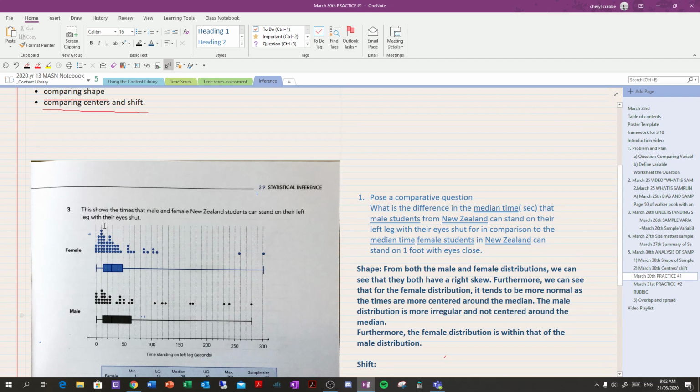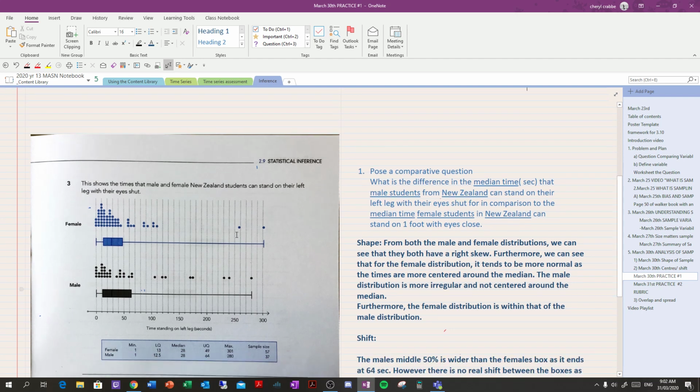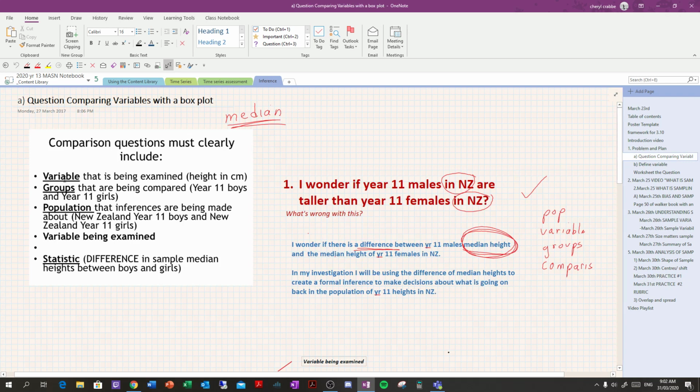So the variables that we're dealing with here is time in seconds, by the way, that the students can stand on their left leg with their eyes shut. And we've broken it up into females and males. So remember the question has to have a variable, which is the standing on one foot with eyes shut. The groups that we're comparing, in this case it's males and females. The population reference, which is boys and girls or males and females in New Zealand, and that's the only criteria we know about at this point. And the statistic, which is the difference in the sample medians of time, basically time that they can spend on one foot. So your question has to have all those elements.